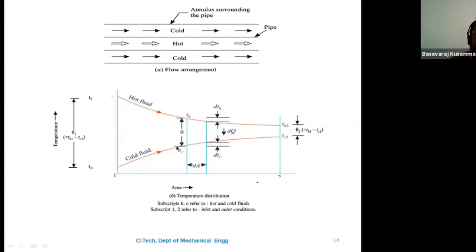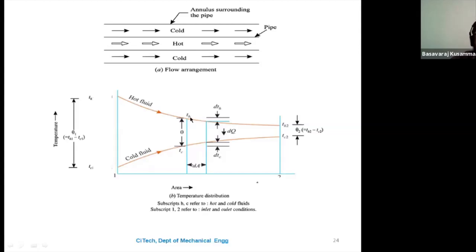This is the mean temperature of the cold fluid, TC. Then theta is the difference between the mean temperature of the hot fluid and the cold fluid. The temperature difference between the inlet of the hot fluid and the inlet temperature of the cold fluid is called theta 1. Remember that. At the RHS side, the outlet temperature of the hot fluid minus the outlet temperature of the cold fluid is called theta 2.